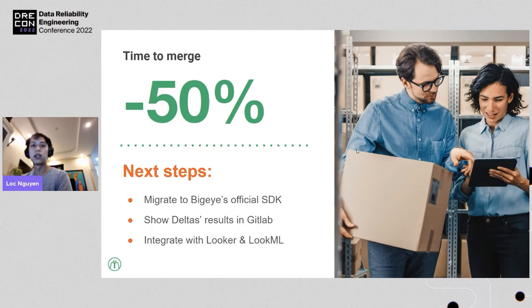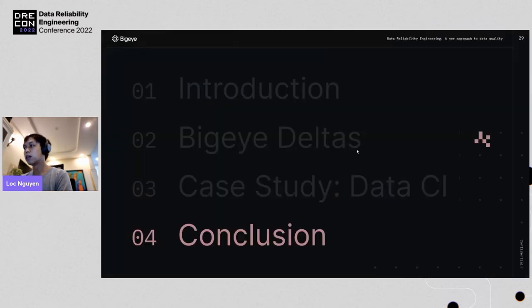The next step is we have heard from Bigeye that Bigeye is providing an official SDK, and we're going to be migrating to that official SDK, which is going to be supported by Bigeye as well. We are also looking into showing better deltas results in GitLab. And finally, we are also looking into integrating the Bigeye deltas results in Looker with OpenML. And here I'm going to transition back to Egor so that we can have a conclusion.